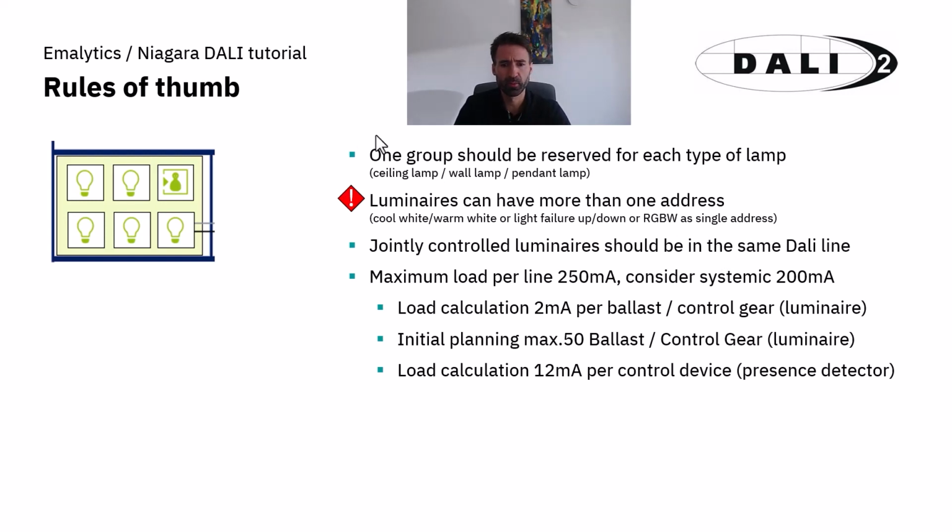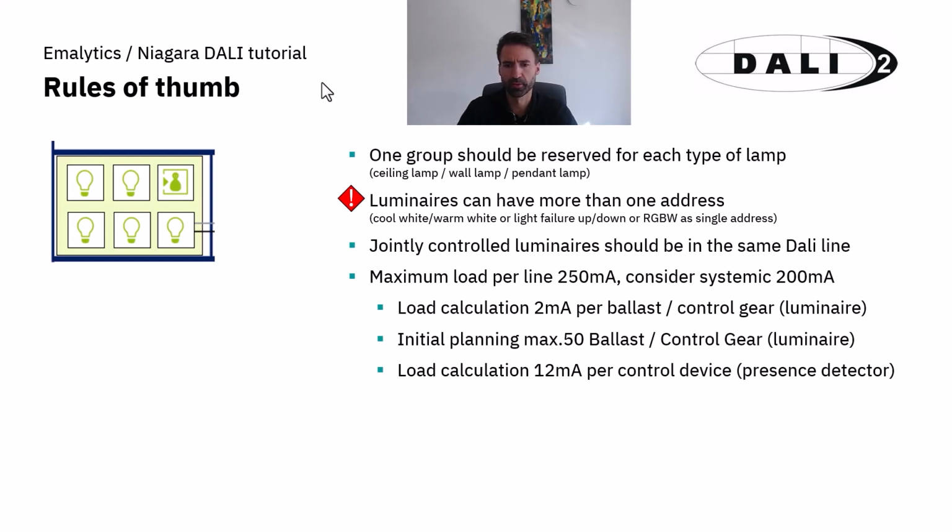We have a maximum load per DALI line of about 250 milliamps, but down in the field we mostly don't have perfect wiring. So we should consider a systemic load of 200 milliamps per line. Then we have to calculate 2 milliamps for each ballast or control gear. For the initial planning, we should not exceed 50 ballasts or 50 control gears.